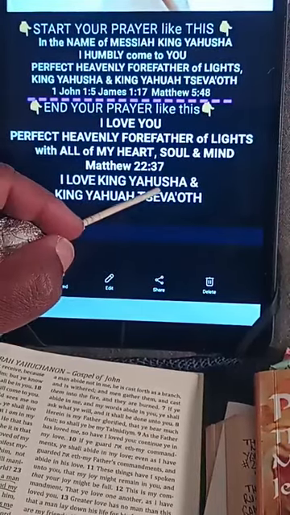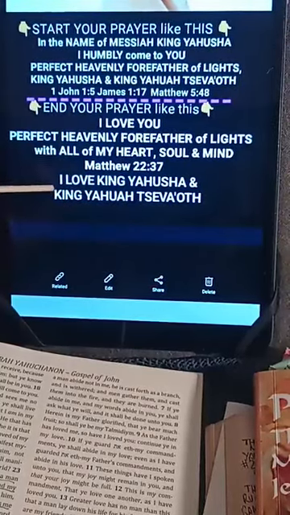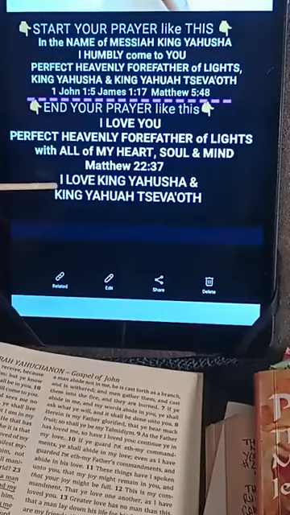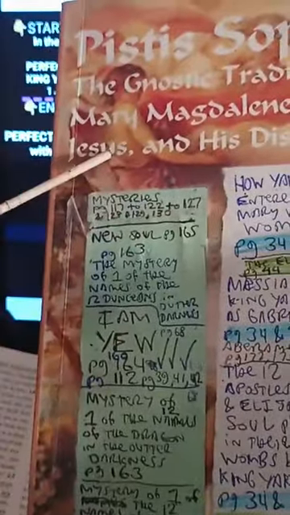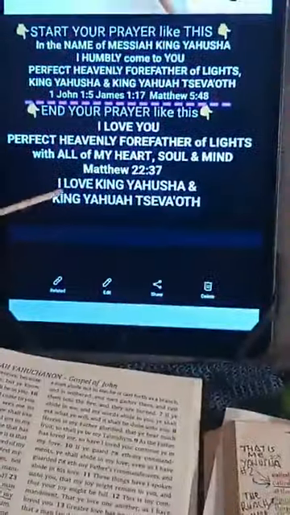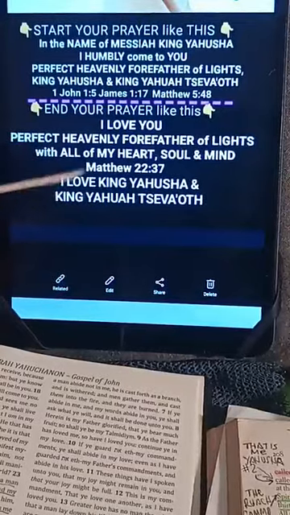Messiah King Yahushua said, if you love him, keep his commandments. His commandments are the 22 laws. If you go to my page called The 22 Laws, you'll also see there's 46 rules. Those 46 rules can only be found in the Pistis Sophia Nag Hammadi book. But Messiah King Yahushua is in it, and he's the one who gives the laws. So if you love him, you keep those laws. It's not hard to follow them.